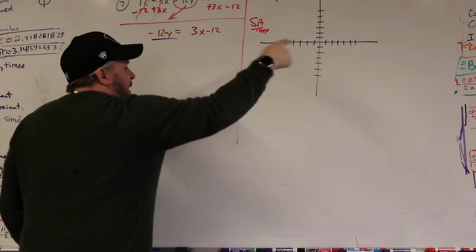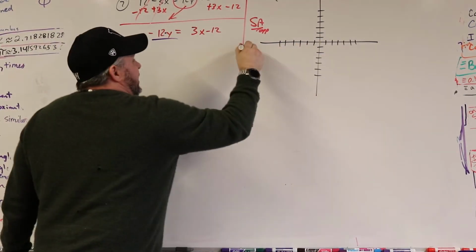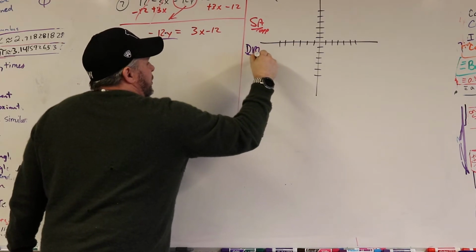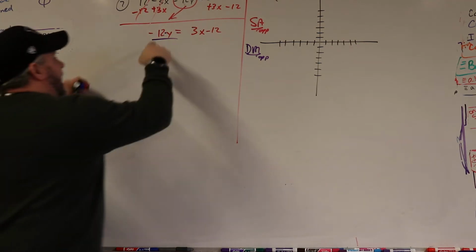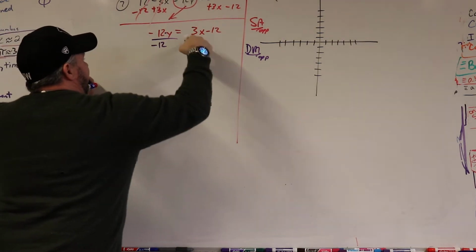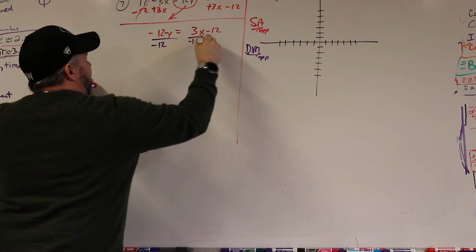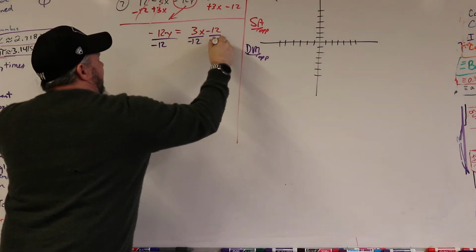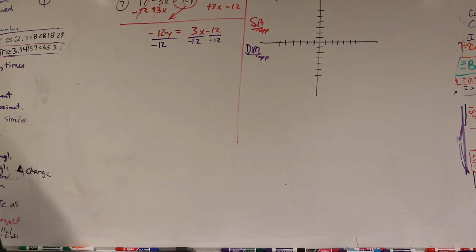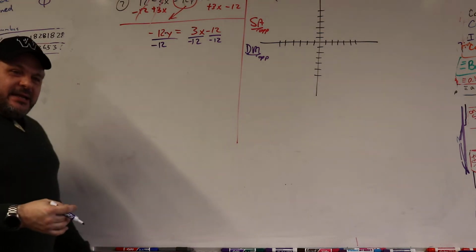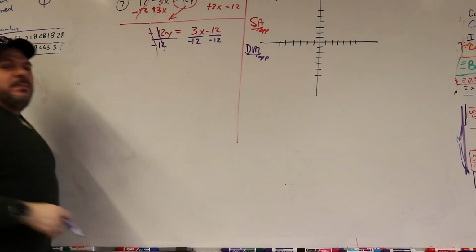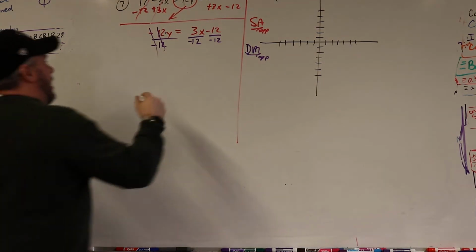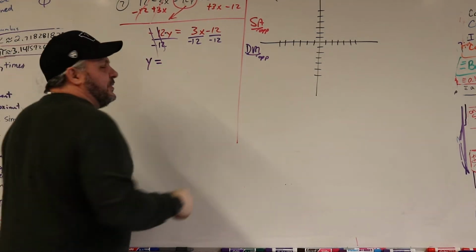So SADMAP, but then it's going to be DM, right? So we already know what we're doing, and then we do it. Divide by negative 12. You have to divide everything by negative 12. Does that make sense? Everything. Okay. So these cancel. Bloop, bloop, right? So I get Y is equal to.